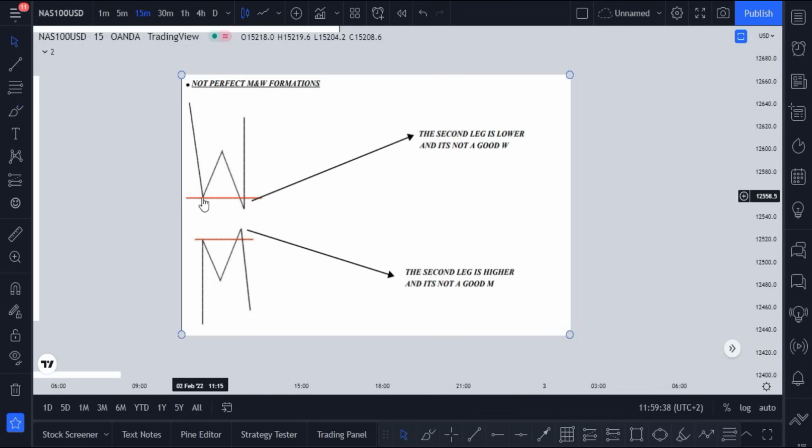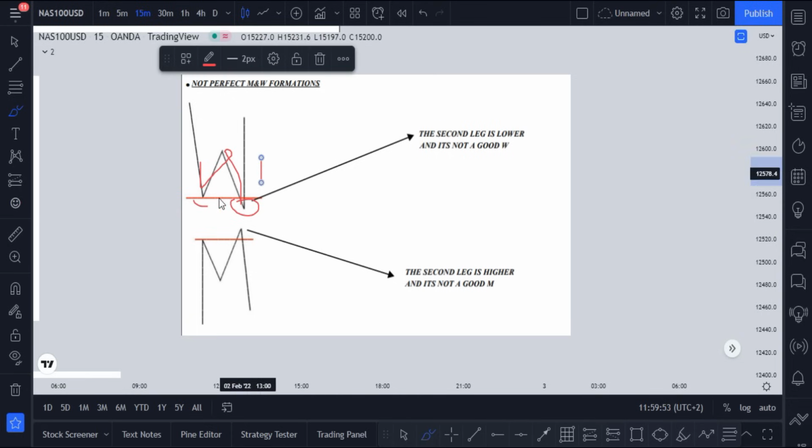Why? Because we have a lower low over here, and then a lower high, and then a lower low that breaks past the first lower low over here, which basically tells us we are still in a downtrend, right? So that is why we say this is not a perfect W formation. So we're trying to buy, but the trend that is currently forming our W formation is showing us that we're still in a downtrend, right?